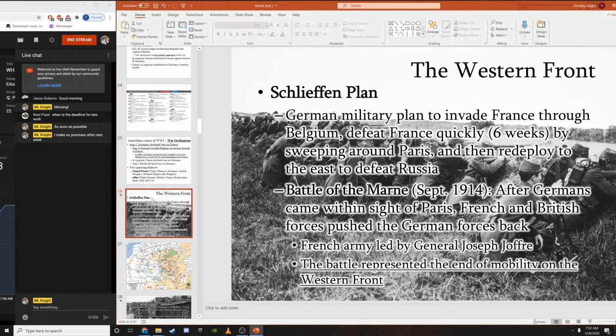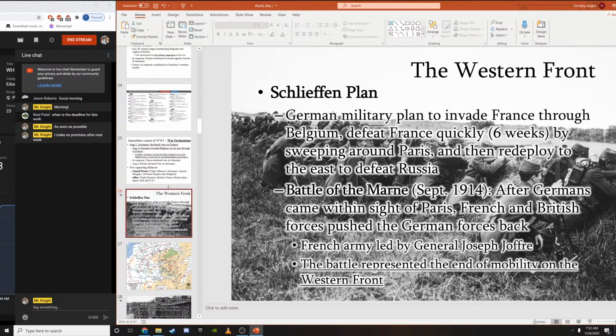The Schlieffen Plan ends up failing thanks to a battle called the Battle of the Marne. After the Germans came within sight of Paris in the early part of the war, September of 1914, French and British forces pushed the German forces back. And the French army at this time was led by General Joseph Joffre. And the battle represented the end of mobility on the Western Front, because remember, what the Germans were going to try and do is very quickly defeat France and then turn around and go back and defeat Russia.